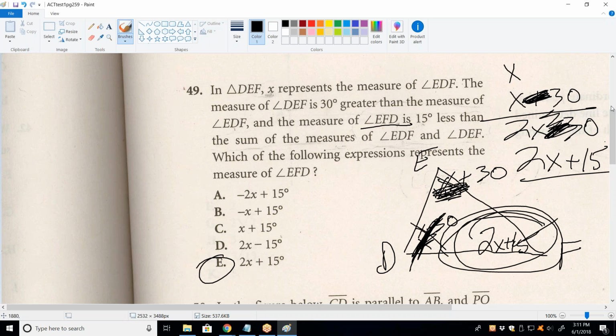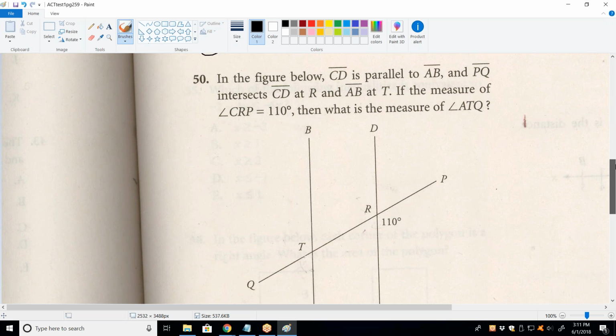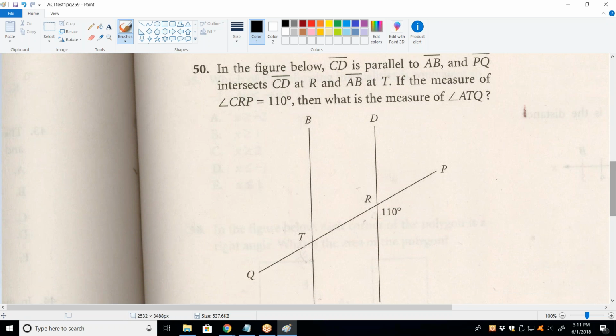All right. Another parallel line, transversal. Only I would expect this to be harder just because it's number 50, and yet there's a lot fewer lines on this thing. It says CD and AB are parallel, so gosh, we know that. How tough could this be?